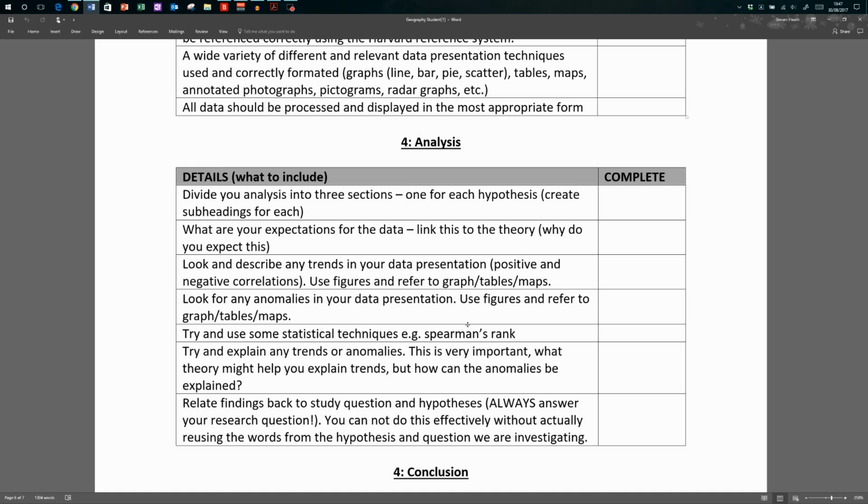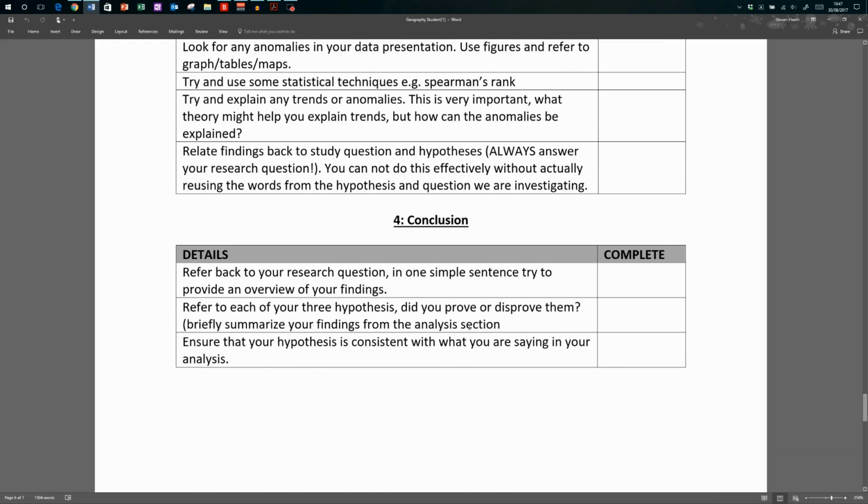And finally, refer back to your findings to the study question. Remember, you've got an overall question that you're trying to answer. So try and phrase it in a way that refers back to it. After you've completed your analysis, you move on to the conclusion.